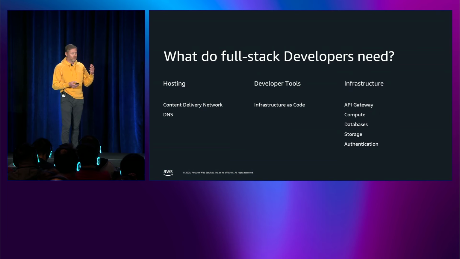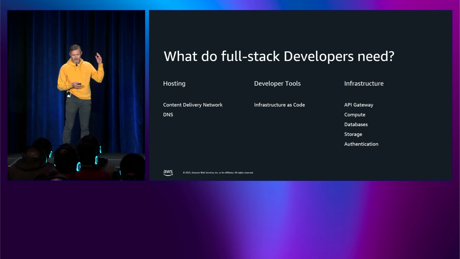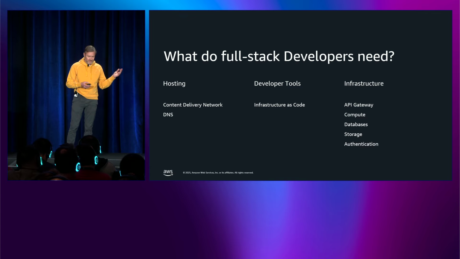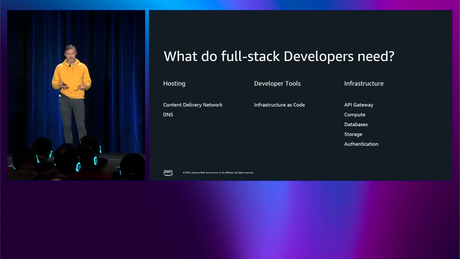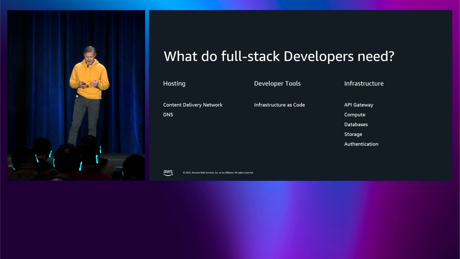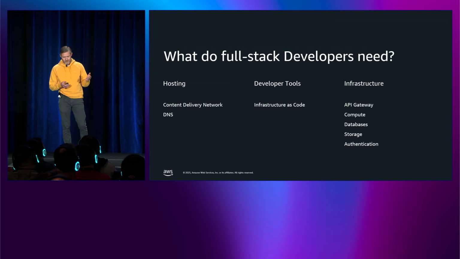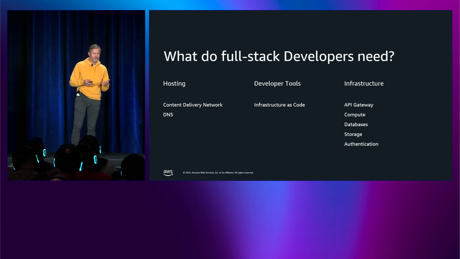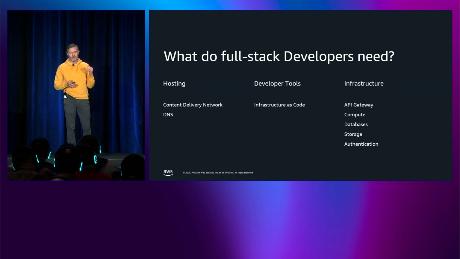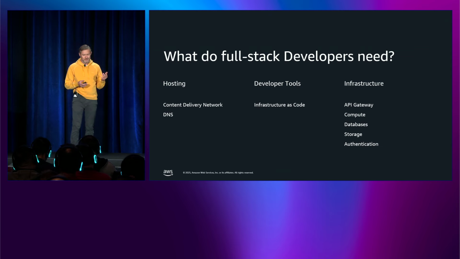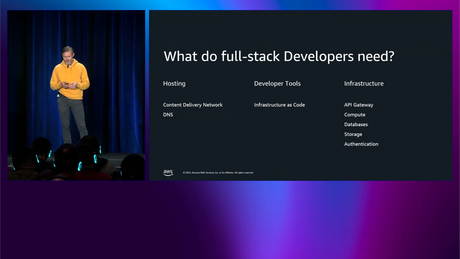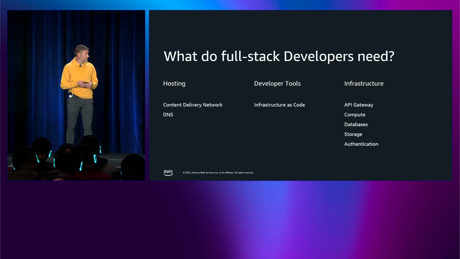You have to deal with hosting, the content delivery network, and your DNS records. You have infrastructure as code, hopefully, because you're not doing ClickOps. You have to deal with your API gateway configuration, your compute, your database, your storage, your authentication, all of it. And not only that, but you also have a pager, because between all of those integration points, there might also be a little bit of business logic that you need to implement to actually make that app real.